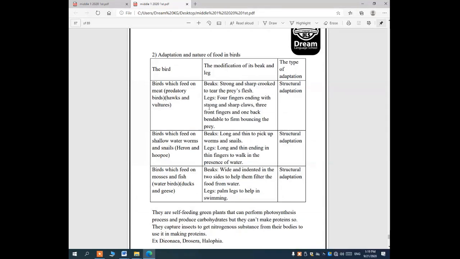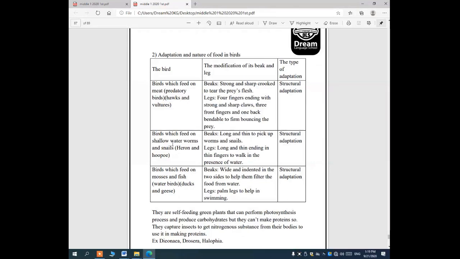And if we talk about their legs, they have four fingers ending with strong and sharp claws. Three of these fingers are at the front, and one finger at the back. Okay, so it's a structural adaptation too.